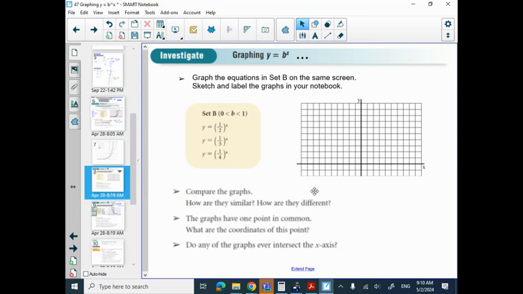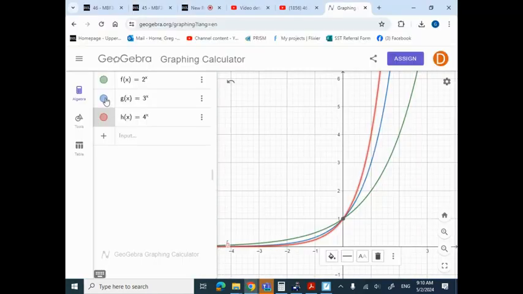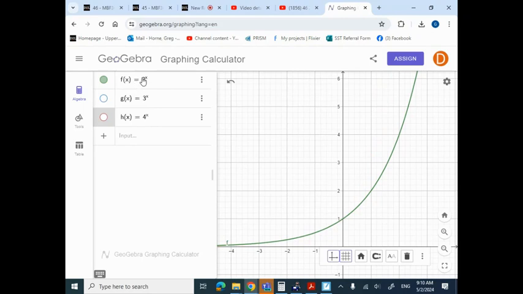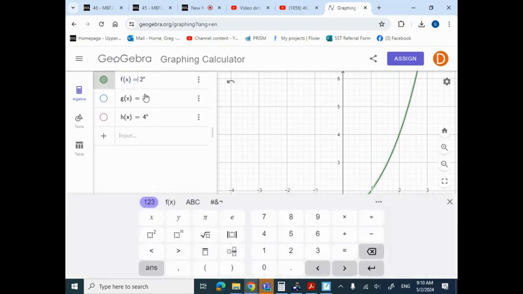So graphing, if the b value is between 0 and 1. Let's do 1/2 to the power of x. Let's just hide those ones. And I'm just going to put a bracket around the 2, a bracket on the other side of the 2 here, and in here I'm going to do a 1 divided by 2. Oops, it's giving me trouble here. There we go. Delete that.